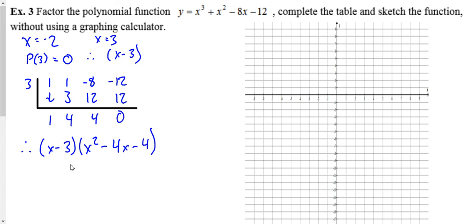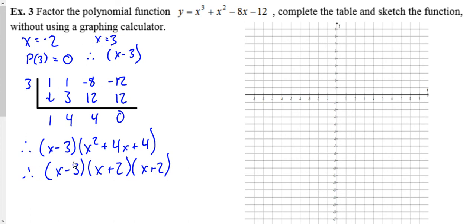And again, can you factor that fully? Of course you can. So we're going to have x minus 3, then you have this x plus 2, and, sorry, these should have been positives. Each x plus 2 and another x plus 2. There we go. So we have our equation factored fully.